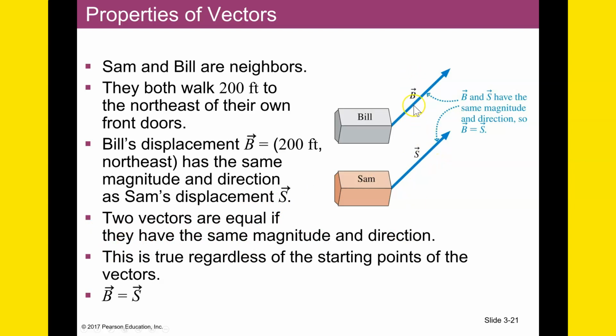It doesn't matter that they're in two different places. You can slide these vectors anywhere you want them. You could slide B down to S, or slide S up to B, and they would be right on top of one another as if they were the same vector. And so they are the same equivalent vectors.